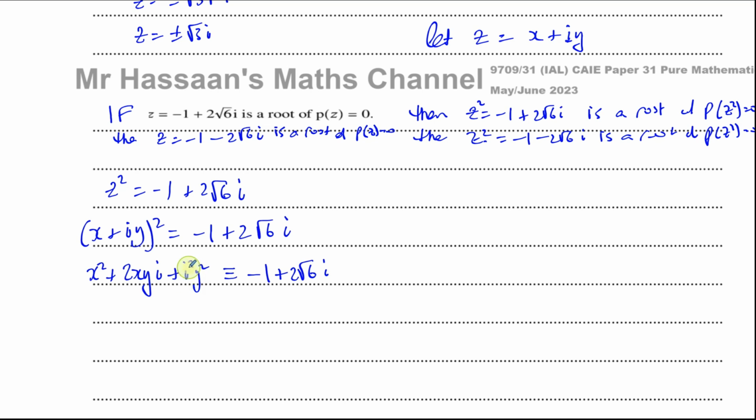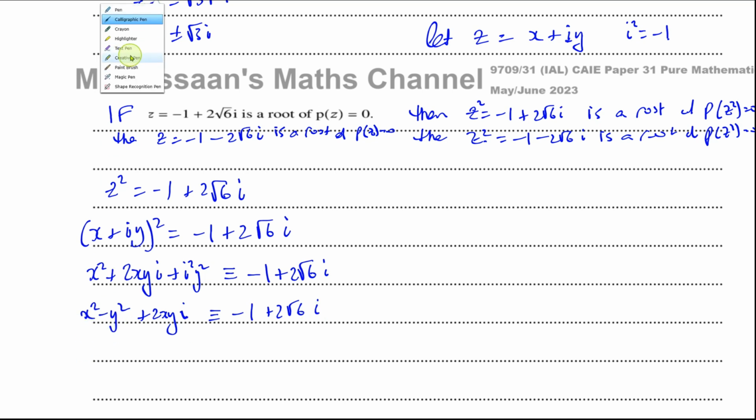So remember i squared is equal to minus 1. There's going to be x squared minus y squared, which will be the real part of this complex number. And plus 2xyi, well, this is the coefficient of the i, so this will be the imaginary part. And that's identical to minus 1 plus 2 root 6i. So this is the real part, and this is equal to minus 1. And this is the imaginary part, and this is equal to this.